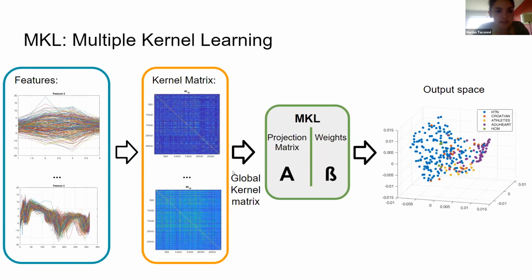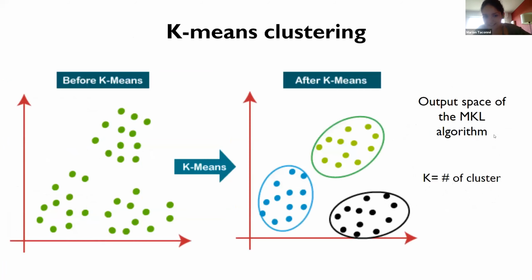In the same way as PCA, we also apply multiple kernel learning. This is the pipeline of MKL. First, we take the features and transform them into kernel matrices. The sum of these kernel matrices creates a global kernel matrix, and then we can apply the MKL algorithm, and with the projection matrix and weights, we have an output space. After this, we can apply clustering. Here the clustering used is k-means, and k is the number of clusters.